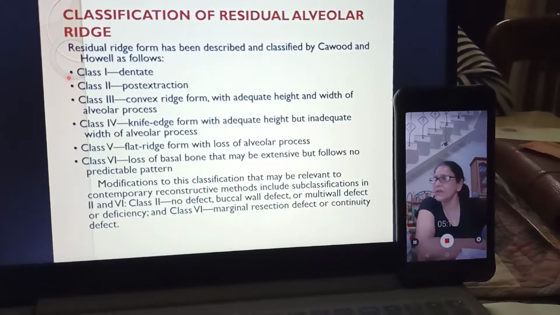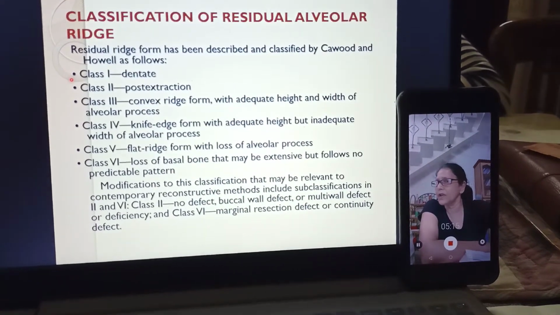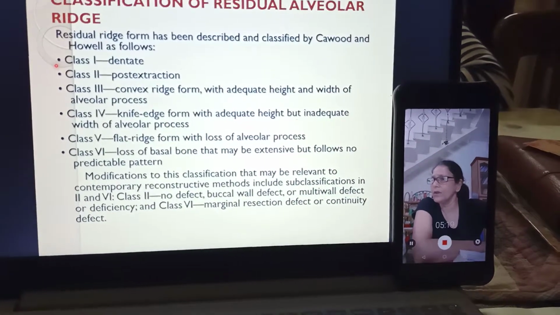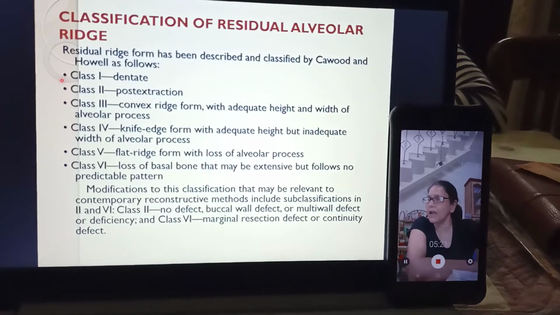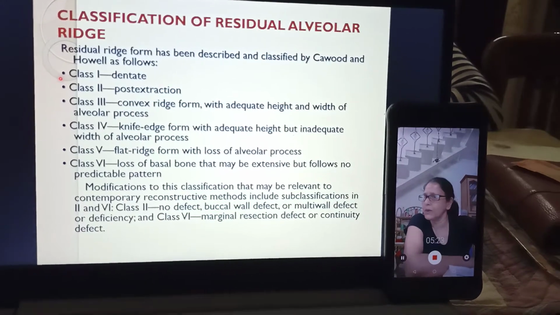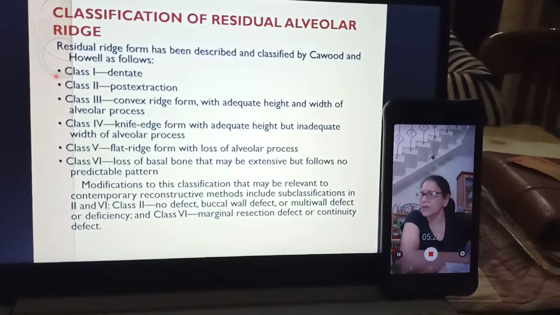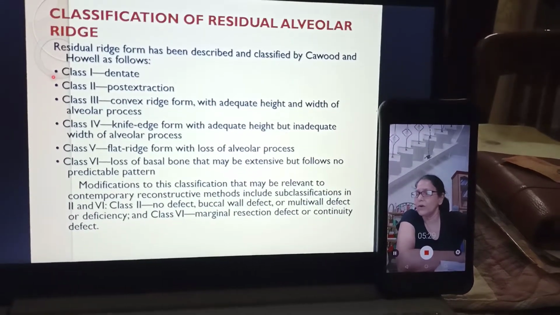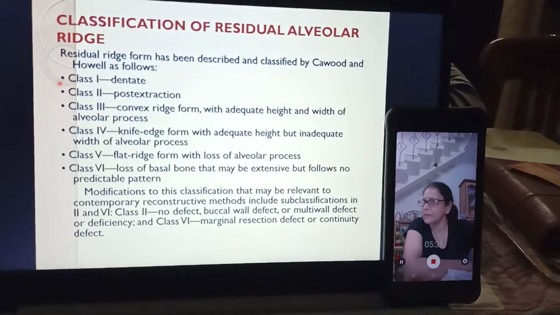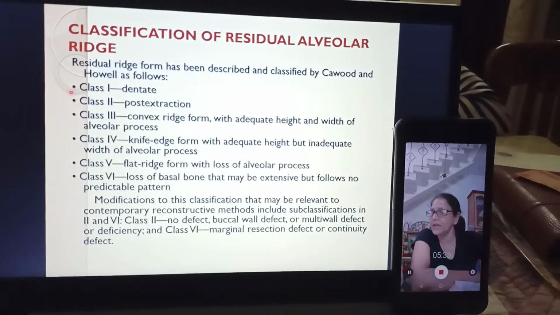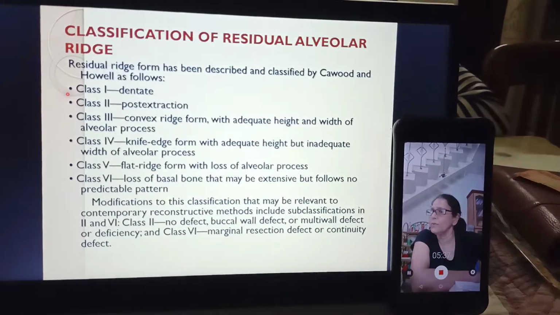So class 3 is convex ridge form with adequate height and width of alveolar process. Class 4 is knife edge form with adequate height but inadequate width of alveolar process. Class 5 is the flat ridge form with loss of alveolar process. Class 6 is going to be loss of basal bone that may be extensive but follows no predictable pattern.